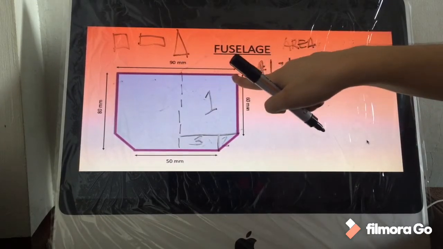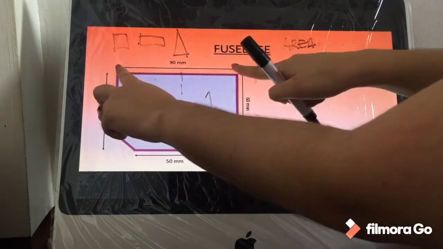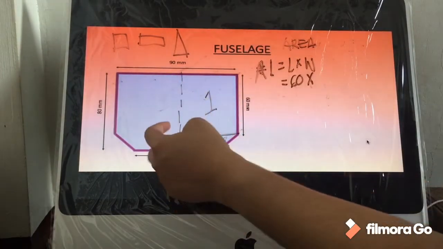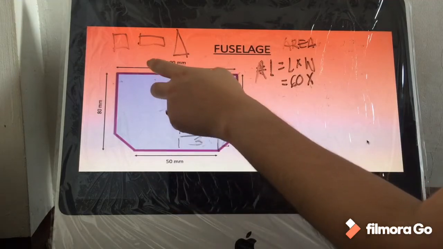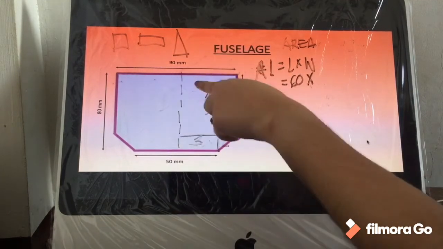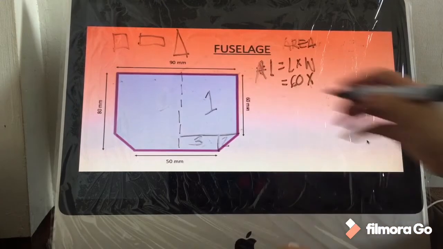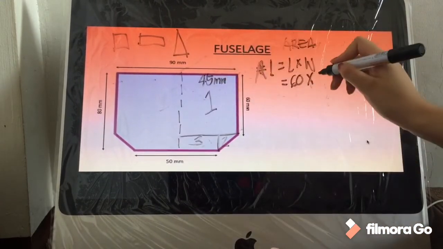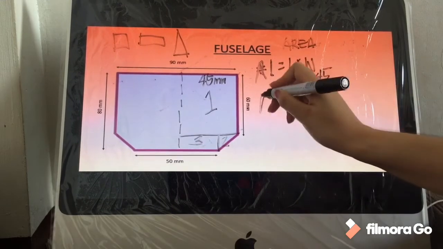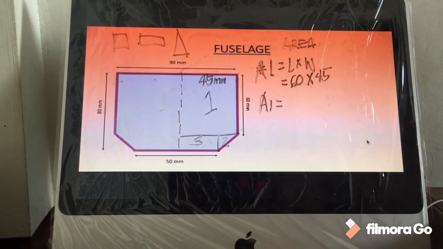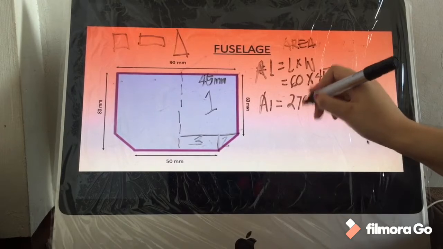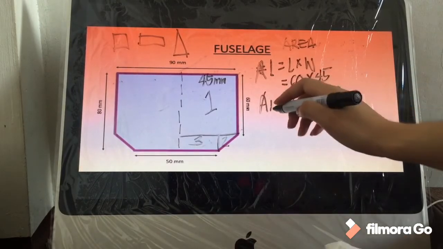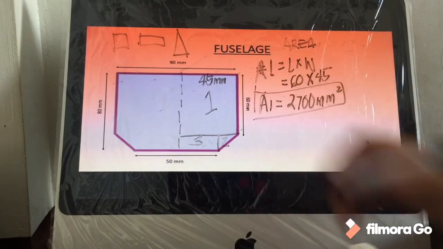Is this 90? It's not. Kasi ang buong 90 ito. So, since kanina, sabi ko, hinati natin sa gitna, it means you just need to divide 90 by 2. Kasi nga, 1/2 to ng 90. So, this is 45 mm. So, area 1 is just 60 times 45, which is 2,700 square millimeters. So, we're done with getting area number 1.